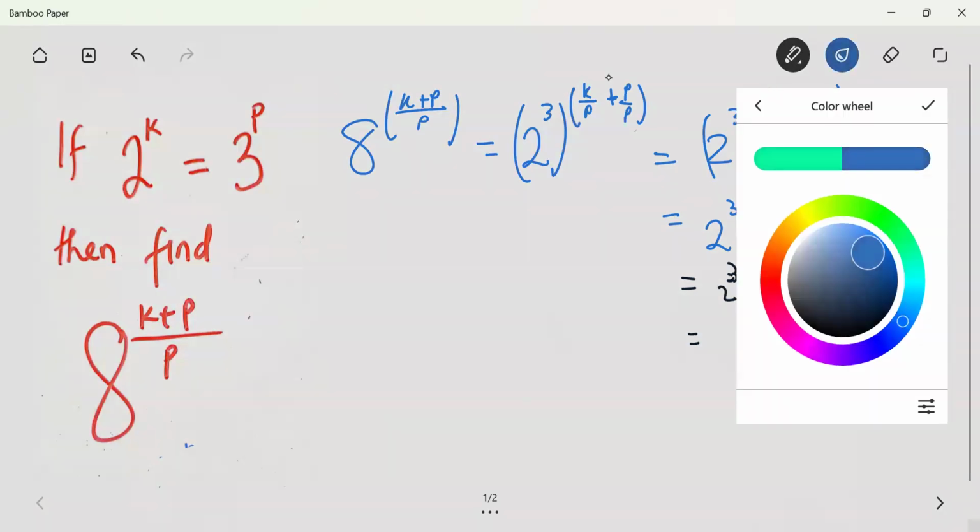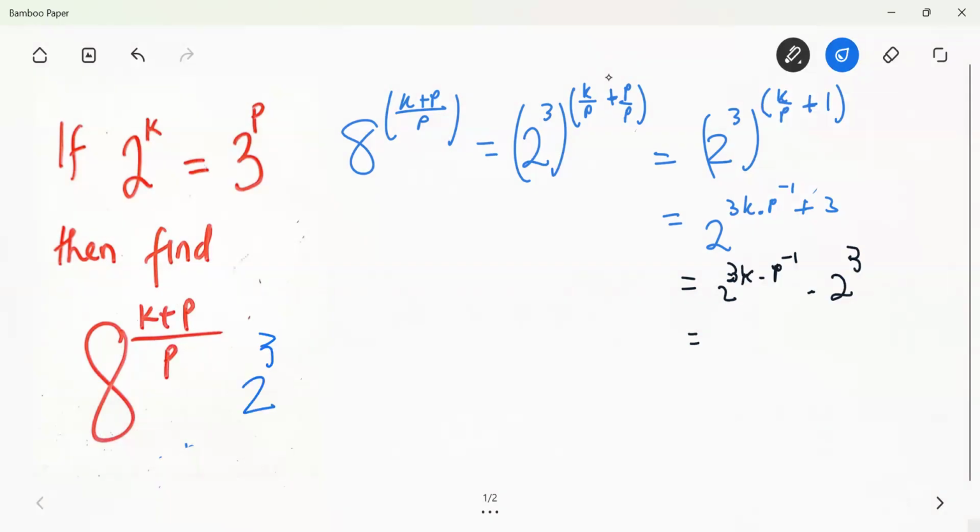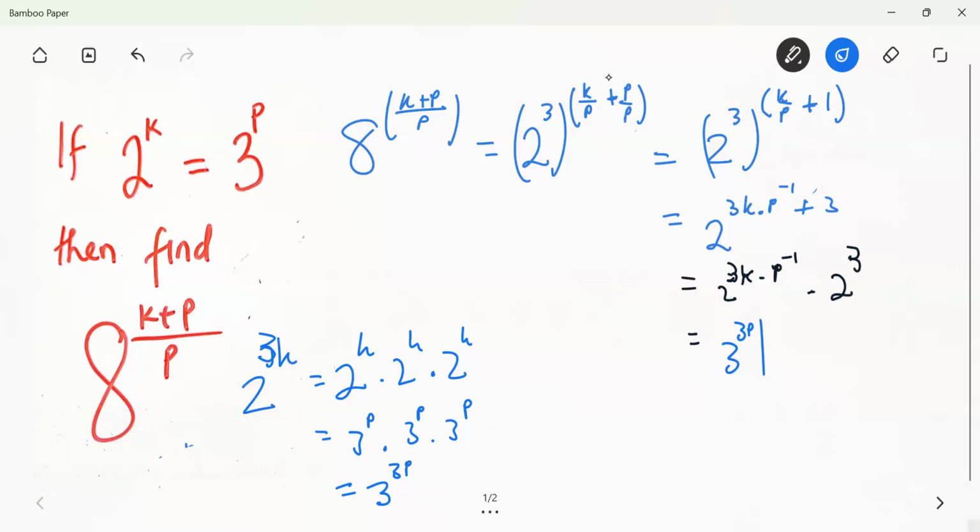Now, what does 2 to the power of 3k mean? Again, first law of exponents backwards. When you multiply powers with the same base, you add the exponents. So 2 to the power of 3k is the same as 2 to the power of k times 2 to the power of k times 2 to the power of k. And we know that 2 to the power of k is 3 to the power of p. So 3 to the power of p times 3 to the power of p times 3 to the power of p. When you multiply powers with the same base, you add the exponents. So we keep our base as 3, and p plus p plus p is 3p. This was a side note. Now I can replace that here with 3 to the power of 3p.